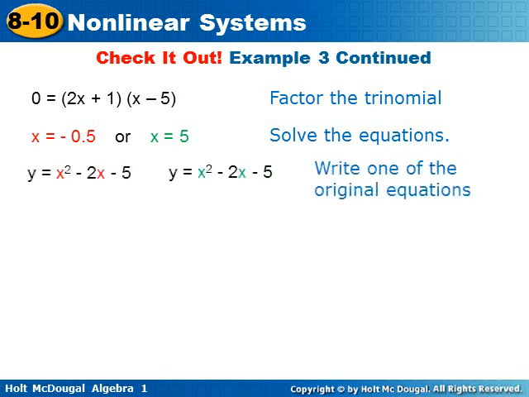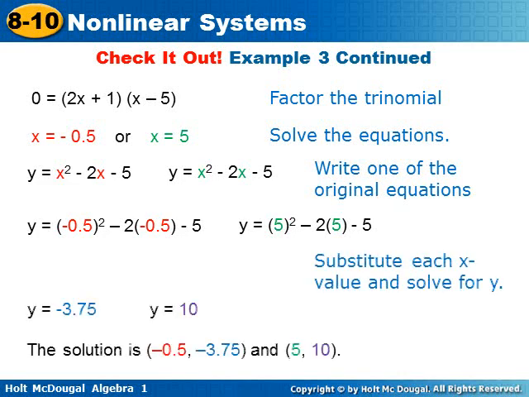Now we're going to write one of the original equations, so y equals x squared minus 2x minus 5. Plug in the x values and solve for the y's. And we get y equals negative 3.75 when we plug in negative 0.5. And we get y equals 10 when we plug in 5. So the solutions are (negative 0.5, negative 3.75) and (5, 10).